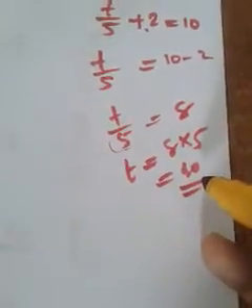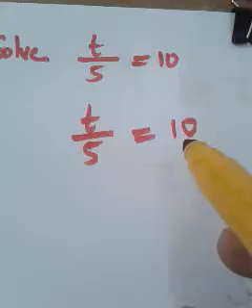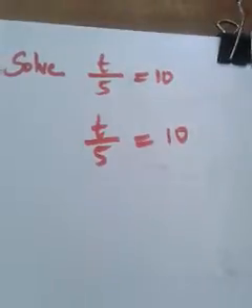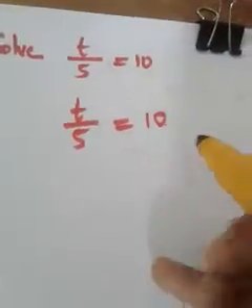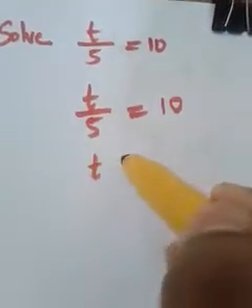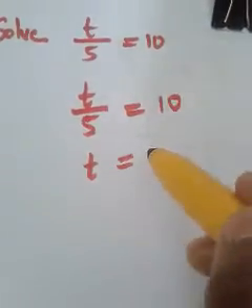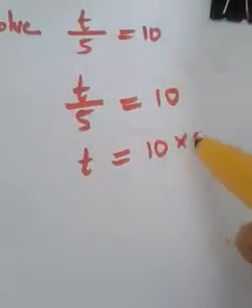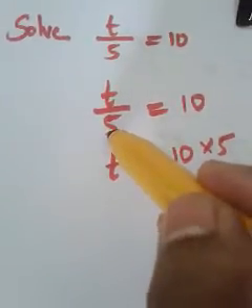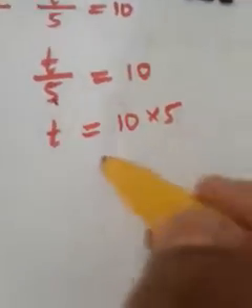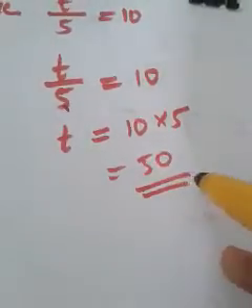8 into 5 is 40. But here the question is t by 5 is equal to 10. Here is there any number with the t by 5? No number. So by using a single step we can solve it. What we have to do, just make this t stand on the LHS side, and the right side is 10, as it is. Then it is the time to take this by 5 to the right side, it becomes into 5. Since it is in the denominator part, it means it is in the division part. So when you take it to the right side, it becomes multiplication. 10 into 5 is what? 50. So we got the value of t as 50.